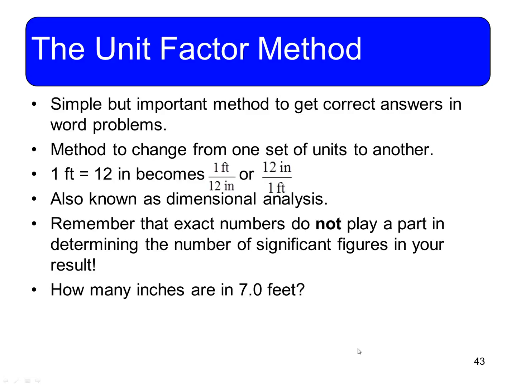And basically, you're going to write these out as, so if there's 1 foot in 12 inches, we can either write that as 1 foot per 12 inches, or we can flip it over. So we could say there's 12 inches in 1 foot. These are considered to be conversion factors that we write out.